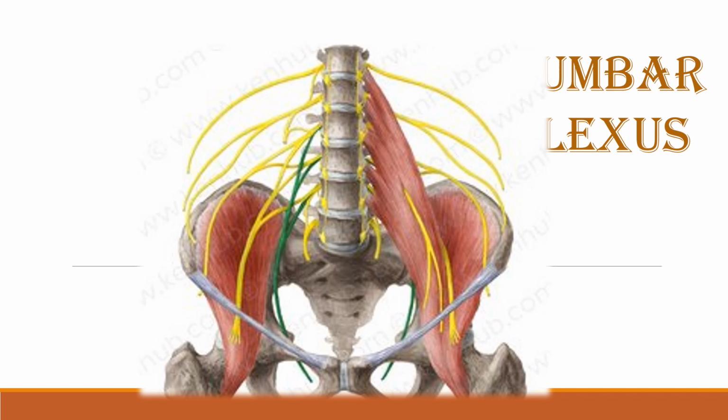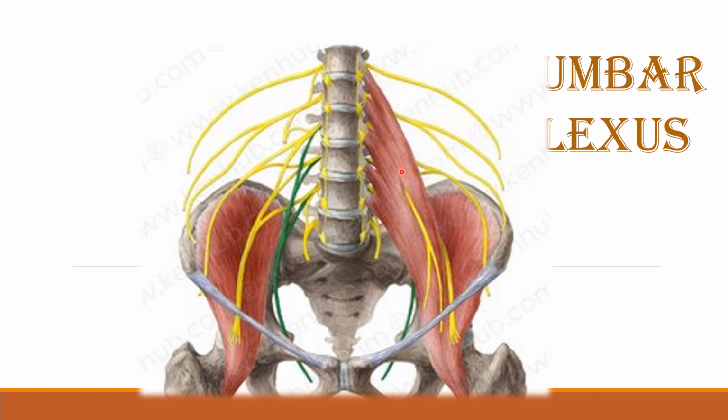In this video, we will see about the lumbar plexus. The lumbar plexus lies within the psoas major muscle. This is the psoas major muscle. The lumbar plexus is located within the psoas major muscle. This lumbar plexus is formed by the ventral rami of L1, L2, L3, L4 nerve roots.